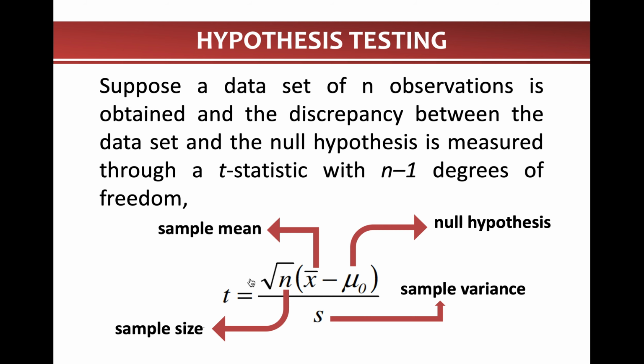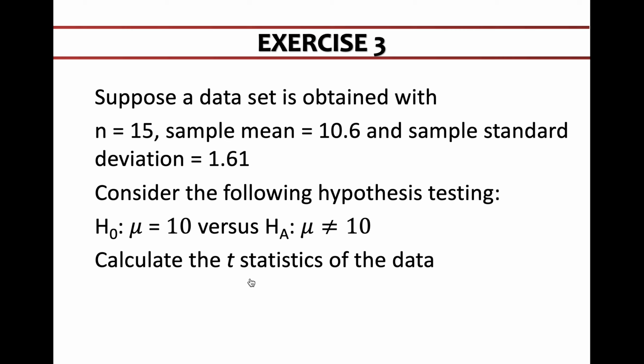Suppose a data set of n observations is obtained and the discrepancy between the data set and the null hypothesis is measured through a t-statistic with n minus 1 degrees of freedom. So this is the formula for the t-test, whereby this is the sample mean, this is the null hypothesis, and the sample variance and the sample size. So given this data, try to calculate the t-statistic of the data, and put it in your comment section down below too.